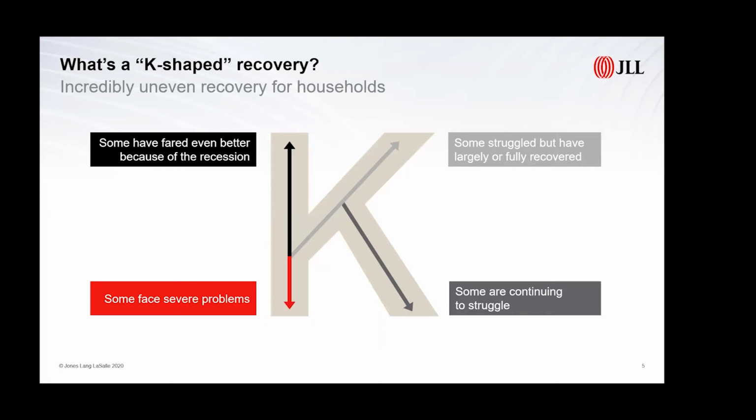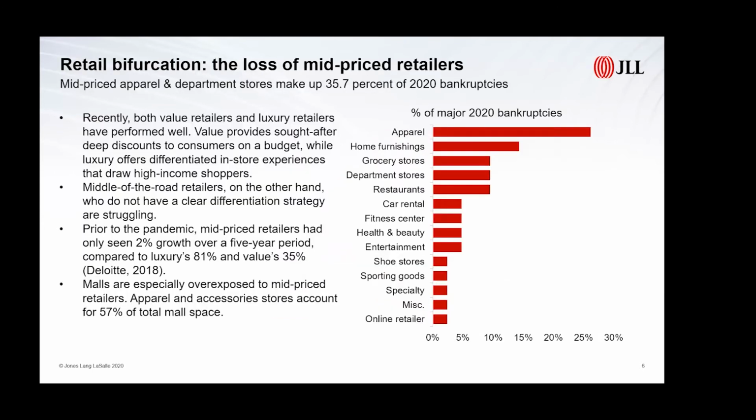And then unfortunately, there's that red vertical downward leg of the K, where you see households that are still facing some pretty severe problems right now. Food insecurity, potentially housing insecurity if some of the programs in place that prevent things like evictions start to roll off of the books. What that is doing for us, again, is it's producing a very, very uneven economic recovery relative to a typical economic recovery. And that is manifesting itself in certain ways, especially when we start to think about retail and net lease.